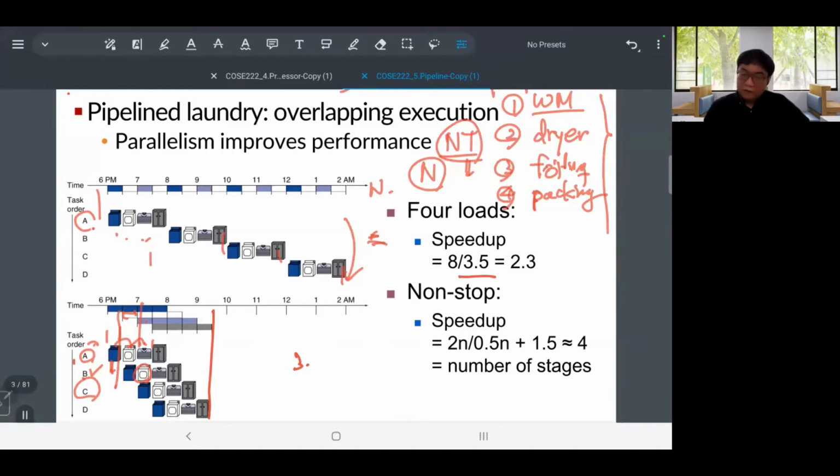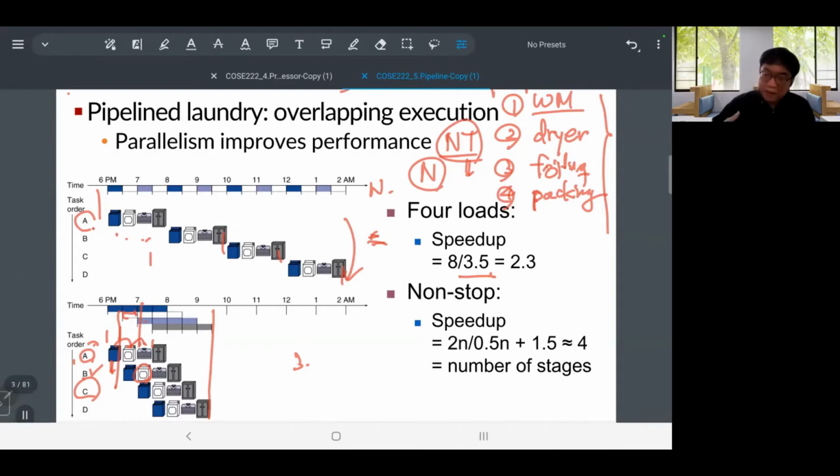3.5 hours. Okay, so then what's the speed up? So speed up is 8 divided by 3.5, which means that it's about 2.3. So the performance is improved by more than 2 times. Okay.